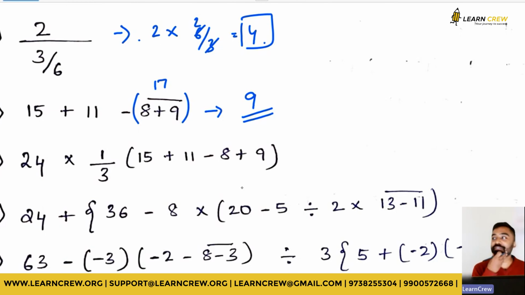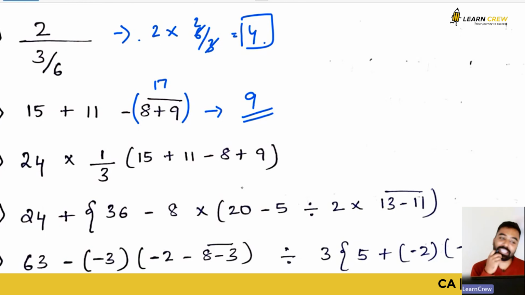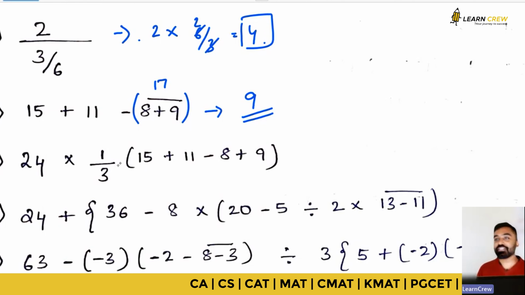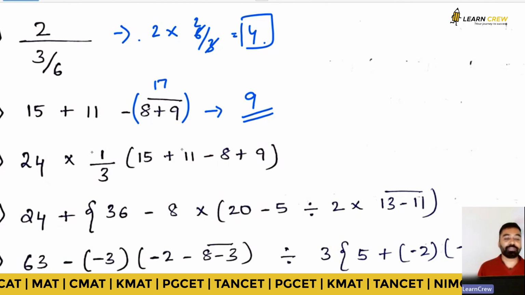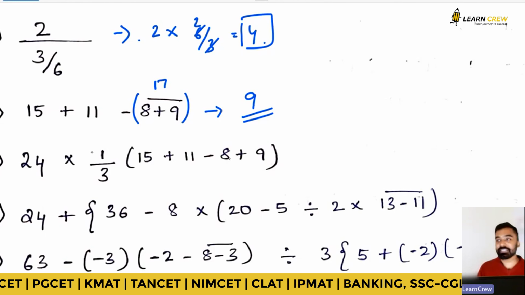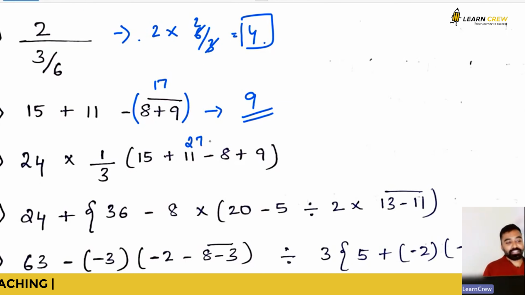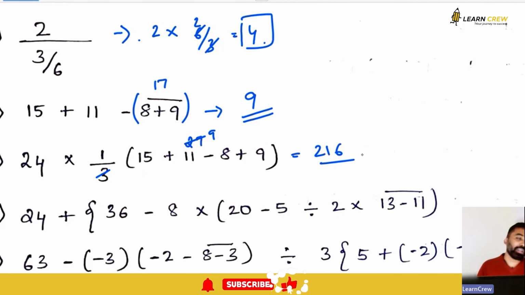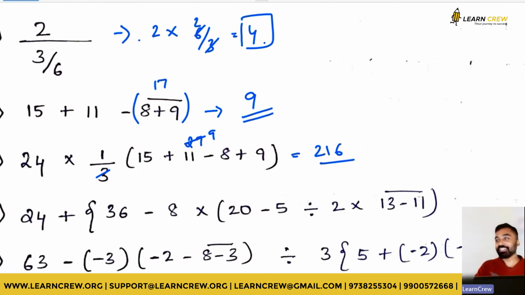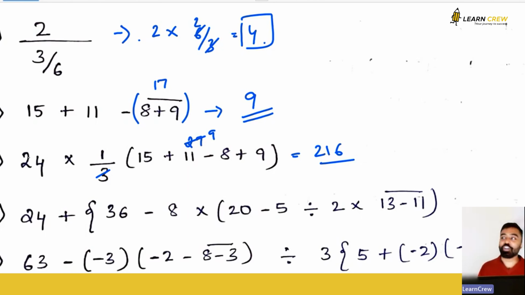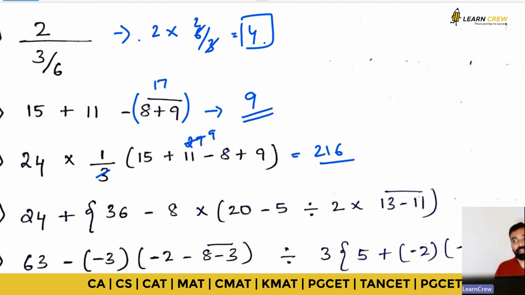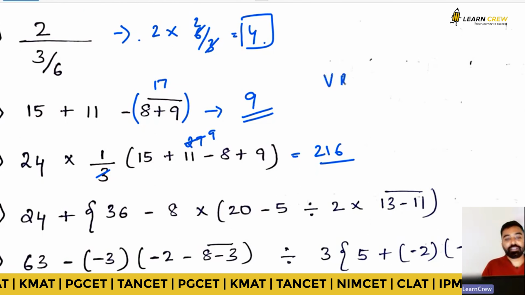As per VBODMAS, the first one you need to solve is whatever is inside the bracket. Inside the bracket, what will you do, addition or subtraction first? Addition. 15 plus 11 is 26, plus 9, minus 8 is 27. So this becomes 27. Next, division. 27 divided by 3 is 9. 24 into 9 is 216. Whoever got 33 might have done 24 times, subtracted it and then got a different answer. In the options, they will mention whatever possible answers you get while solving it wrongly, but you should be careful enough to answer properly. Always remember VBODMAS.